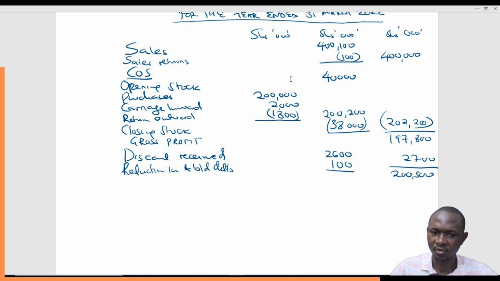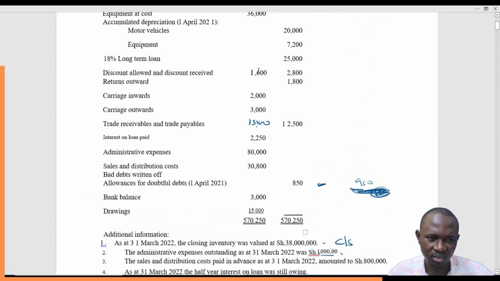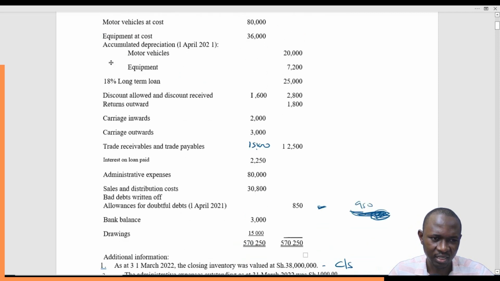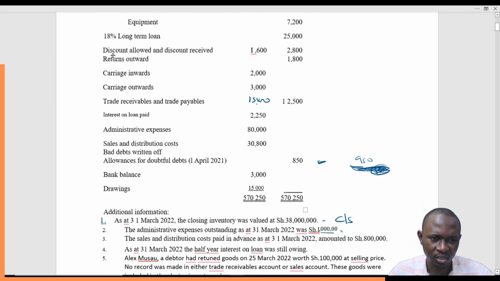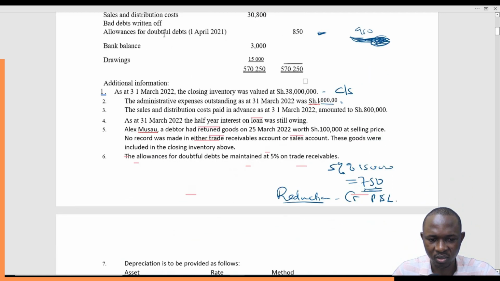And then we less now the expenses and losses. So we go back, get all the expenses and losses. And we'll start from inventory, purchases, land, capital, equipment, 18% long-term loan. I think that's our starting point. 18% long-term loan, so this will be 0.18 times the loan itself, which is valued at 25,000. So 18% long-term loan is 4,500.